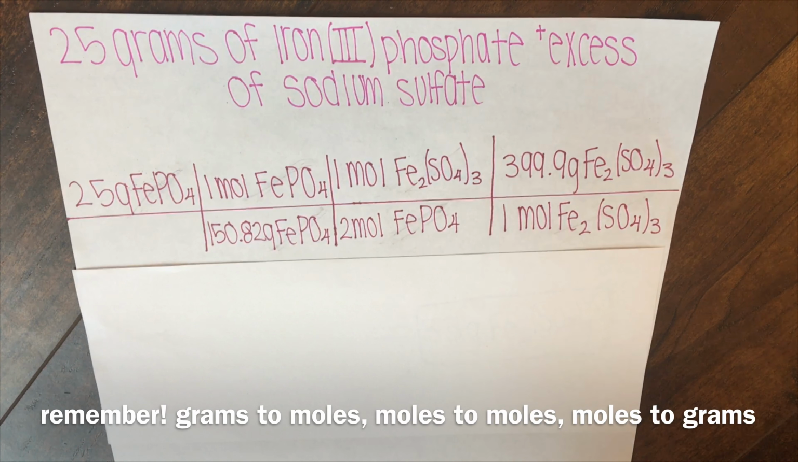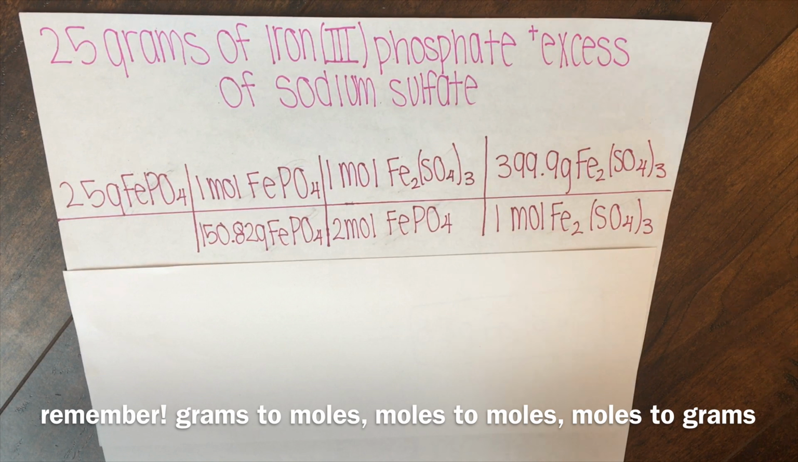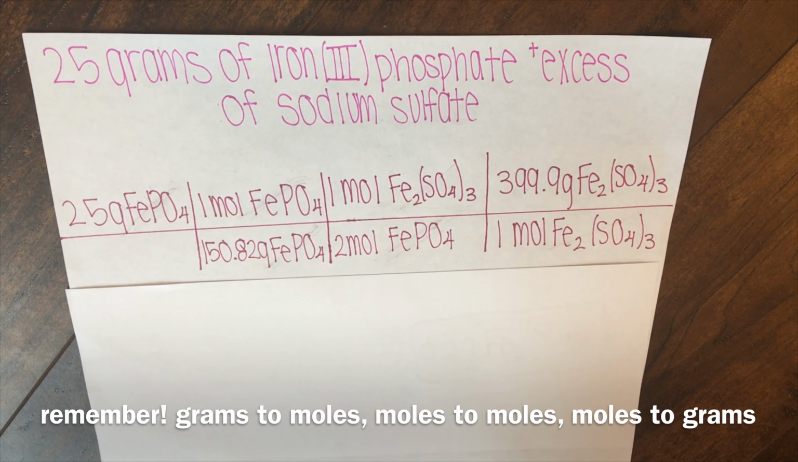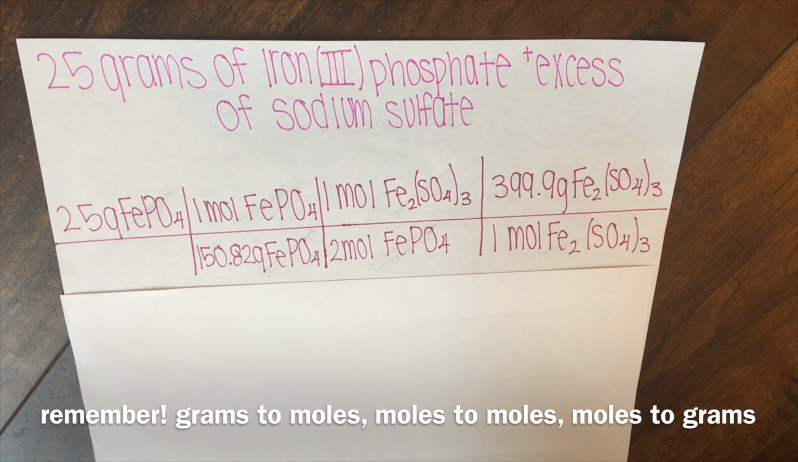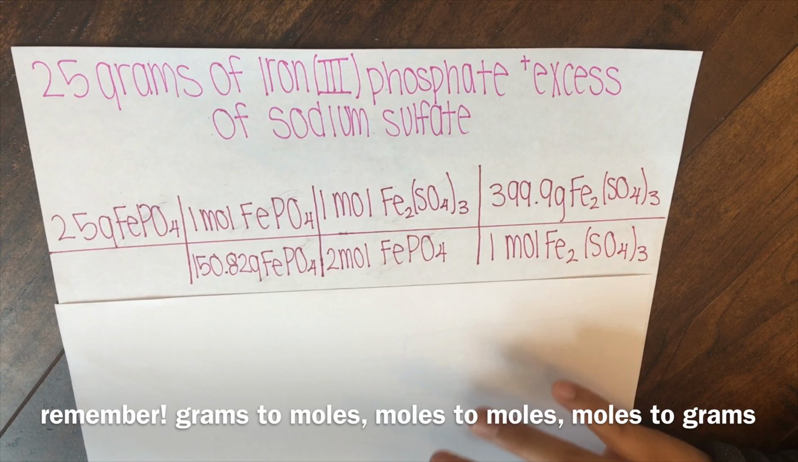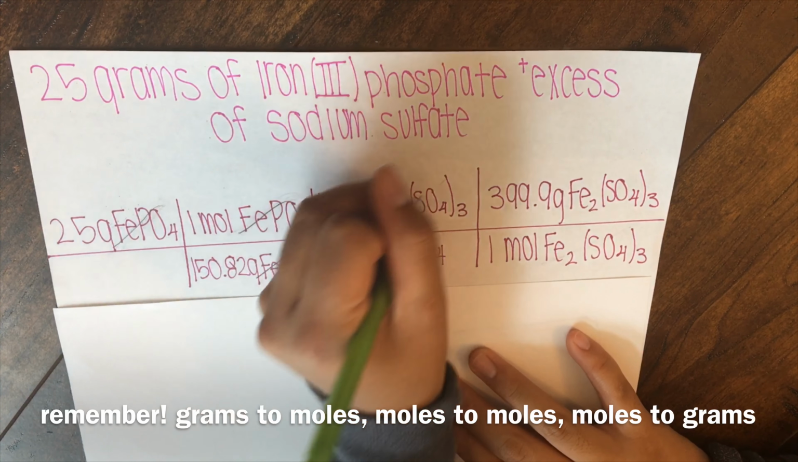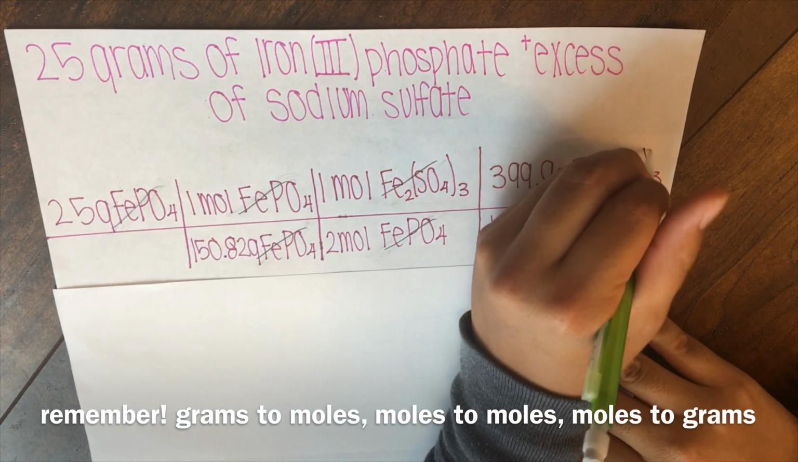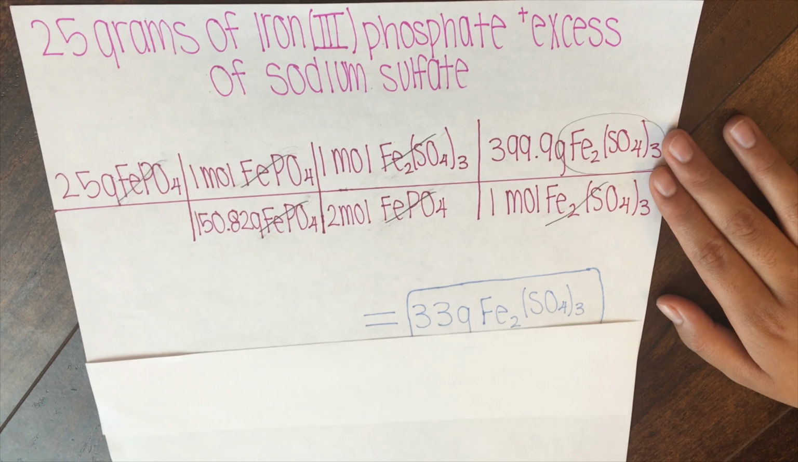And for every 2 moles of iron phosphate reactant, 1 mole of iron sulfate product will be produced. So of course, we need to multiply by iron sulfate's molar mass, which is 399.9 grams, which again equals 1 mole of iron sulfate. Before you solve, cancel out any labels that can cancel each other out. For example, iron phosphate can cancel each other out, like this. And iron sulfate can cancel each other out. So in the end, you will end up with iron sulfate as your label. You should get a total answer of 33 grams of iron sulfate.